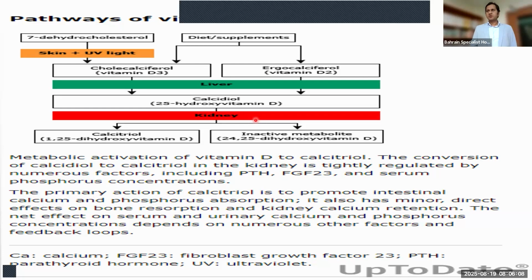These are not active forms; these are the prohormones. In the liver, they undergo 25 hydroxylation and are converted to calcidiol. Then it goes to the kidney, where another hydroxylation takes place, and 1,25 dihydroxy vitamin D3, which is the active form, calcitriol, is produced. In the kidney, some of the vitamin D is also converted into an inactive form.